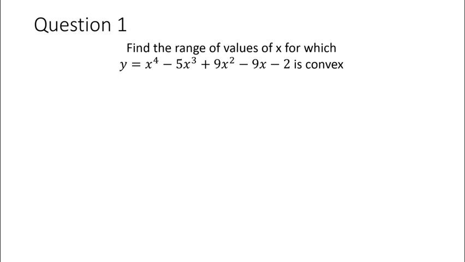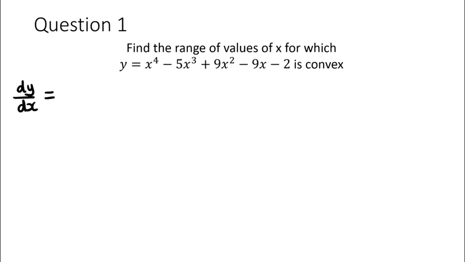If a function is convex, then the second derivative is positive. It means the value of the gradient is increasing. If a function is concave, it means the value of the gradient is decreasing. So in this question, I'm going to find the range of values for x for where it's convex. So I need to find the second derivative and find where that second derivative is going to be positive. So we differentiate the first time.